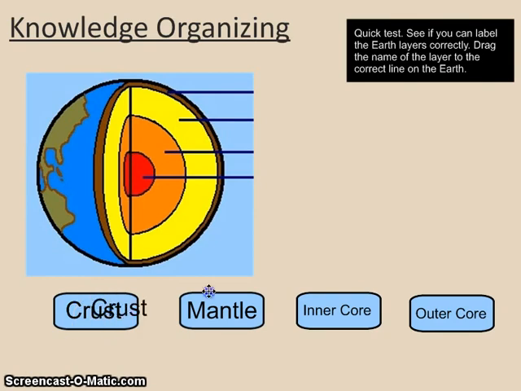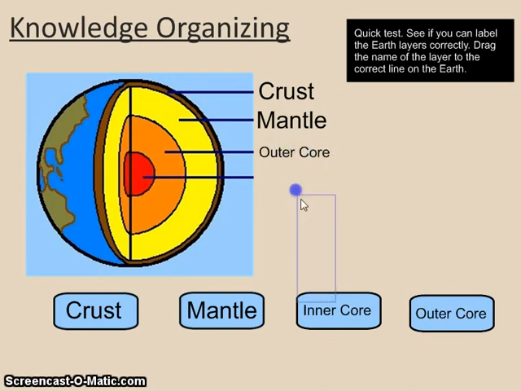If you said that the crust was this thin layer on the outside of the Earth, you'd be correct. If you said that the mantle was directly under the crust, that is correct also. Next we have the outer core and the inner core. Now, this is all well and good. However, I think we need a little bit more information about these 4 layers than just the terms themselves.